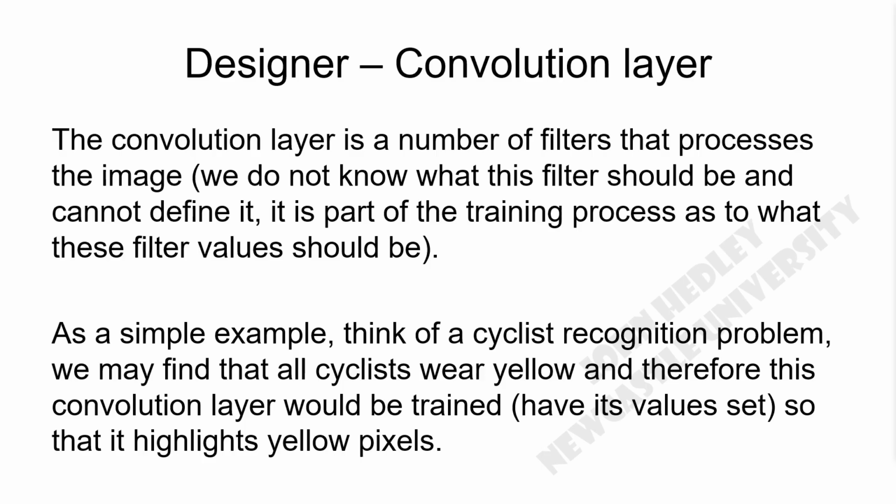The convolution layer is essentially a set of filters that we pass over the image. We do not decide on what these filters should be. The neural network will train itself towards whatever filters it needs. As an example, consider a neural network trained to recognize cyclists. We will assume all cyclists wear yellow jerseys. When the network is trained, we may find one filter highlights the color yellow, whereas another filter may highlight edges of objects. This will highlight the circular shapes of the wheels.